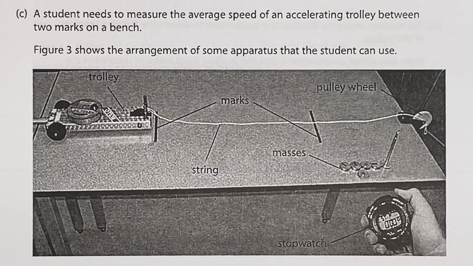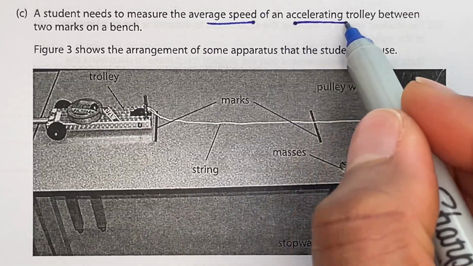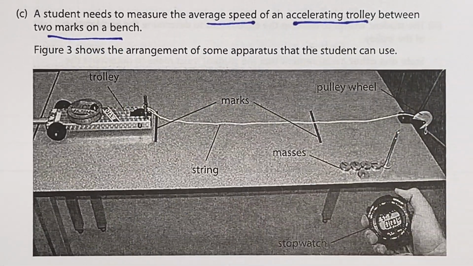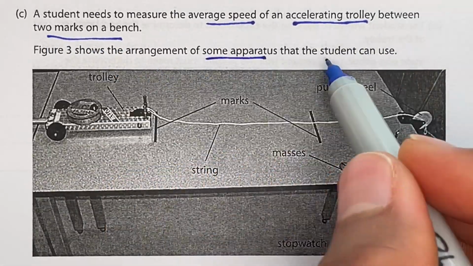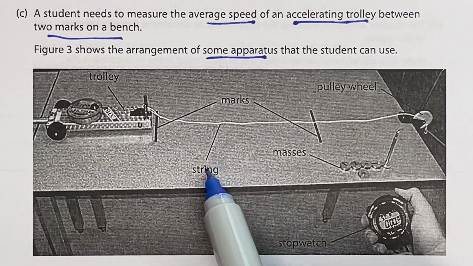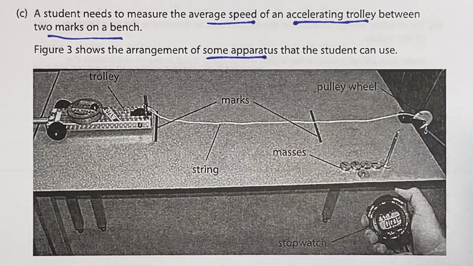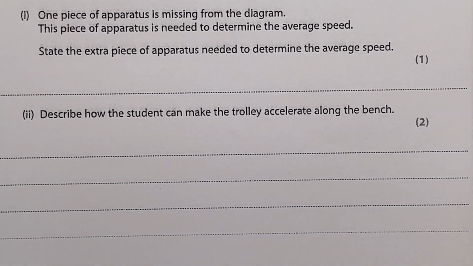A student needs to measure the average speed of an accelerating trolley between 2 marks on a bench. Figure 3 shows the arrangement of some apparatus that the student used. So trolley, marks, string, second mark. Here there's a pulley that we can attach our weight on. Okay, one piece of apparatus is missing from the diagram.